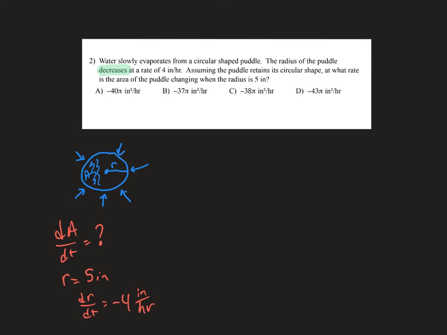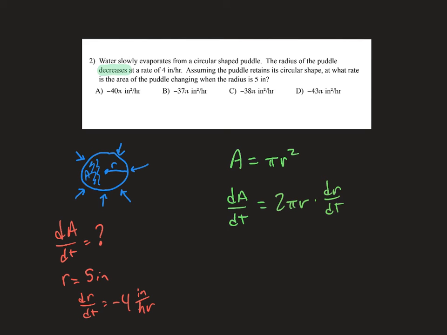Okay, so I have variable A, I have variable r. We're talking about a circle. I think you'll remember that the equation that relates the area of a circle to the radius is A equals pi r squared. That's a famous formula. Then we'll go ahead and do the derivative implicitly here with respect to time, and I end up with dA over dt equals 2 pi r, and then don't forget that chain rule, dr over dt.